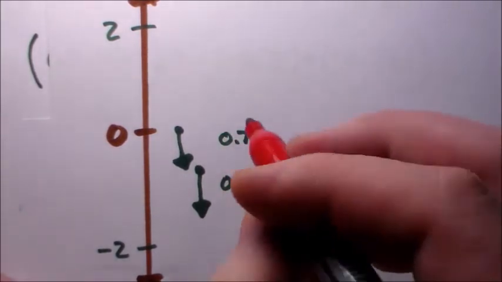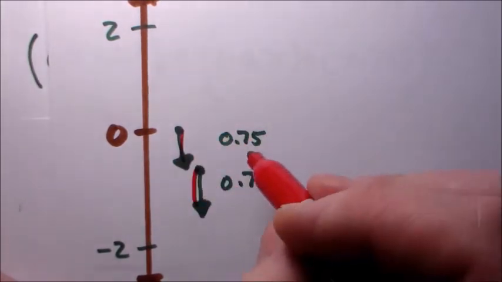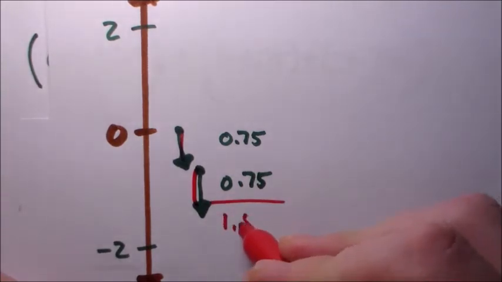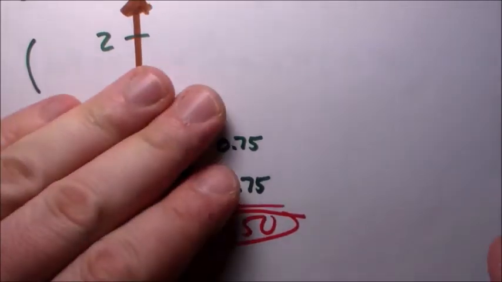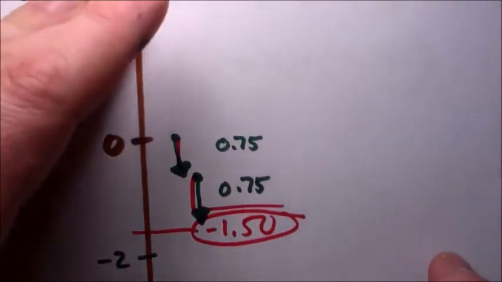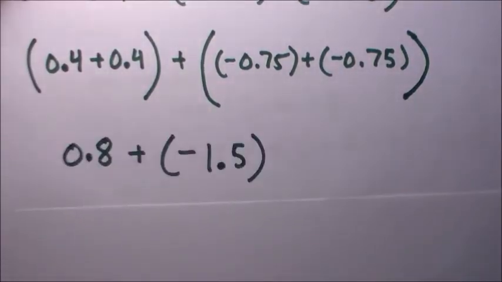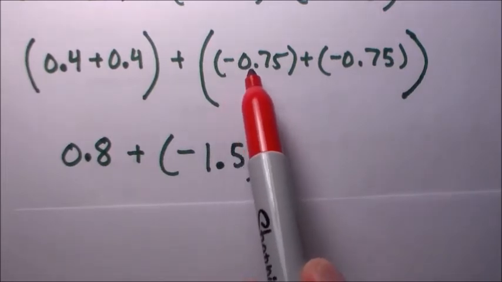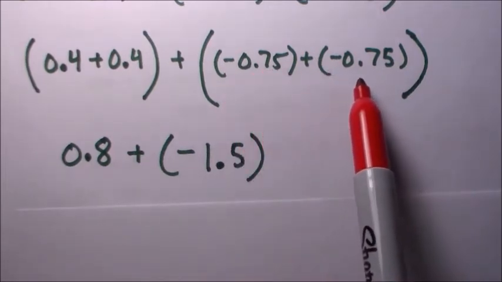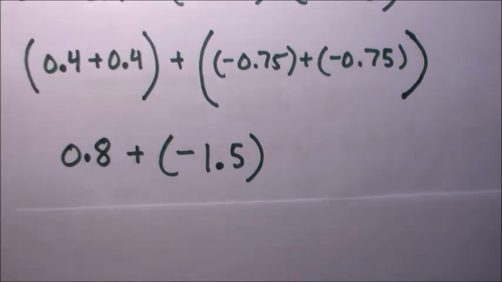So what you do when you have negative 0.75 plus negative, again, 0.75, is you add them together, and where you'll end up on the number line is negative 1.50. So you add them together and carry forward the negative sign, and you will get negative 1.5 for negative 0.75 plus negative 0.75, and you'll get 0.8 for 0.4 plus 0.4. Wow, we still have a lot of work to do.